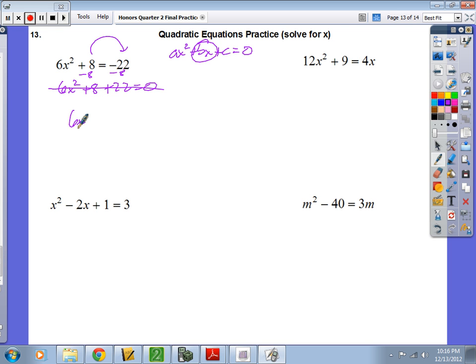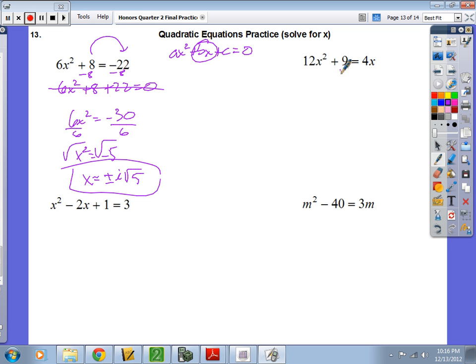So I got 6x squared equals negative 30. Divide by 6, divide by 6, x squared is negative 5. Undo the square, so I've got x equals plus or minus i times the square root of 5. Okay, that wasn't too bad at all. This guy, kind of like the other one at first, this one kind of intimidates me.